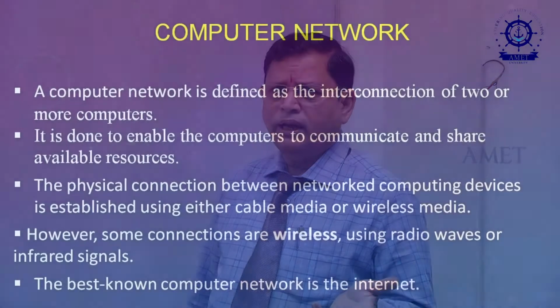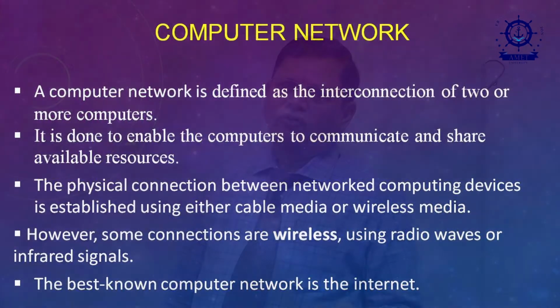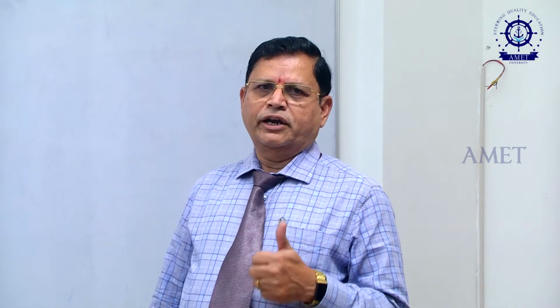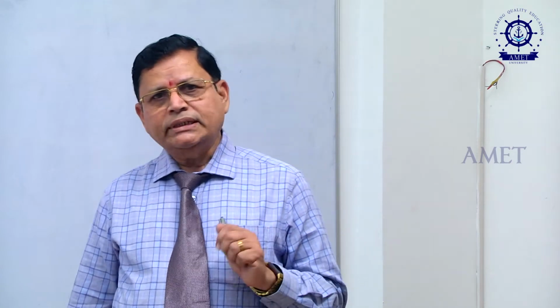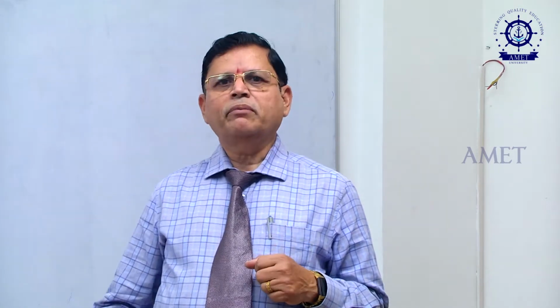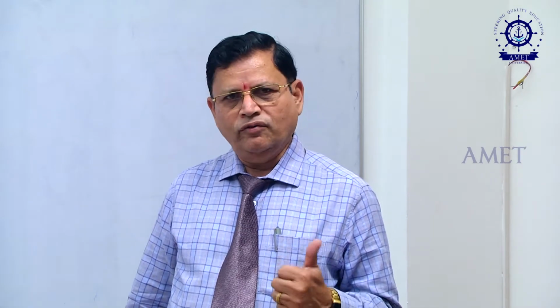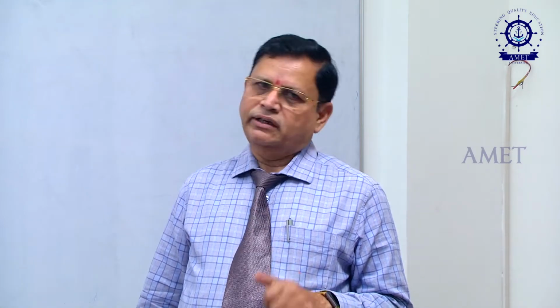What are some of the common wired media that are being used? Shared cable, UTP cable, coaxial cable and so on. In wireless media, we can connect through Bluetooth, infrared and RF radio waves. However, what is the best example of a computer network? Everybody is aware of the internet. So, the internet is the best example of a computer network and it is a global communication network.